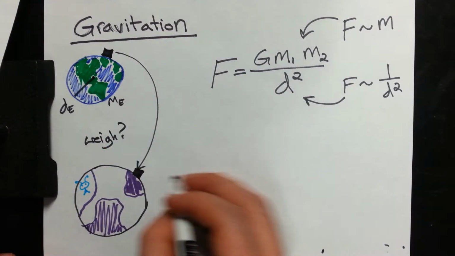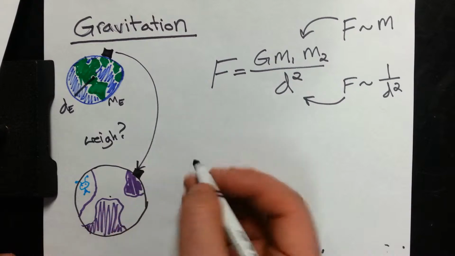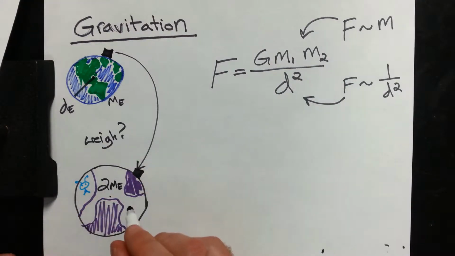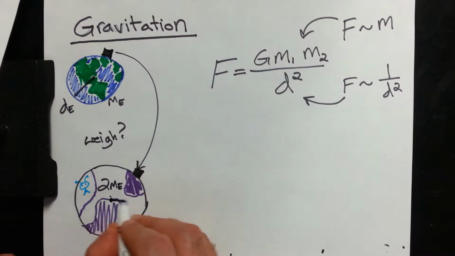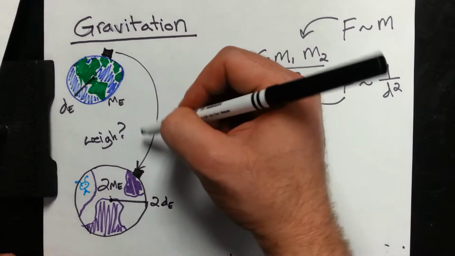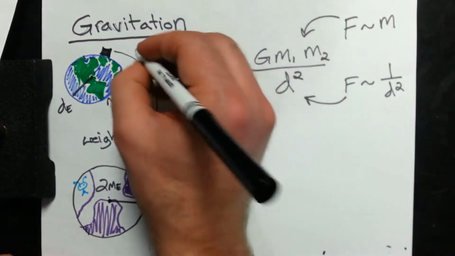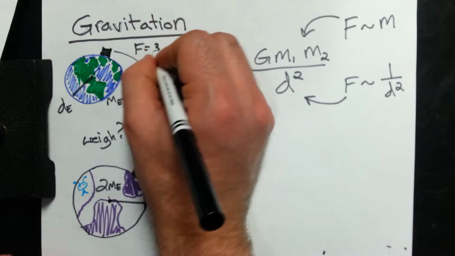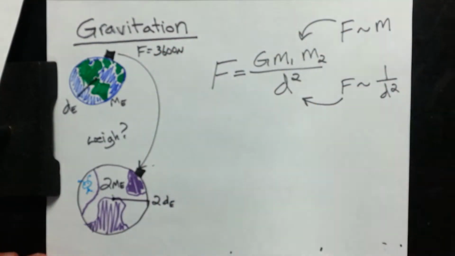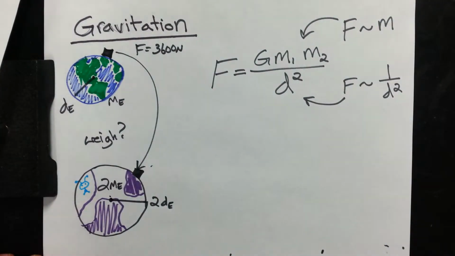Well, what's going to affect that? I need to know the mass of this planet. Let's say the mass of this planet is twice Earth's mass. So it's twice as massive as the Earth, and the distance to the center is actually twice the distance to the center of the Earth. Here's my question. How is the weight of this satellite going to change on this new planet? So let's say on Earth it weighed 3,600 newtons originally. And let's see if we can figure out what it's going to weigh on this new planet.